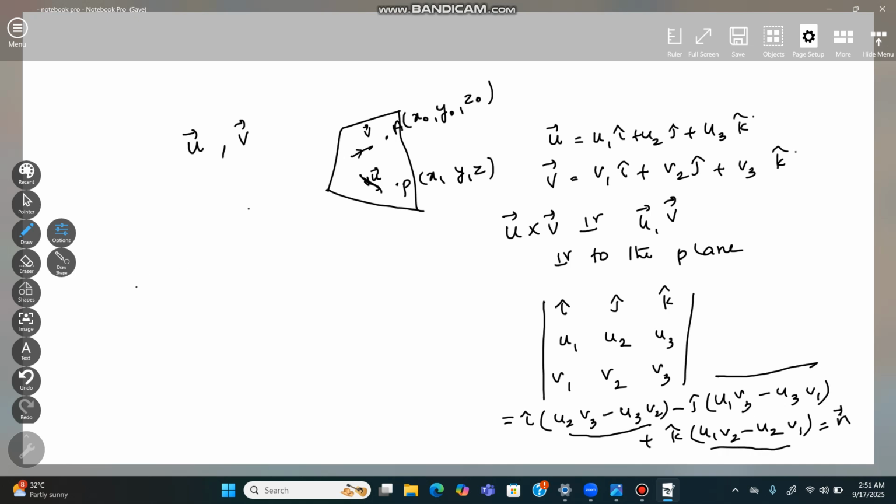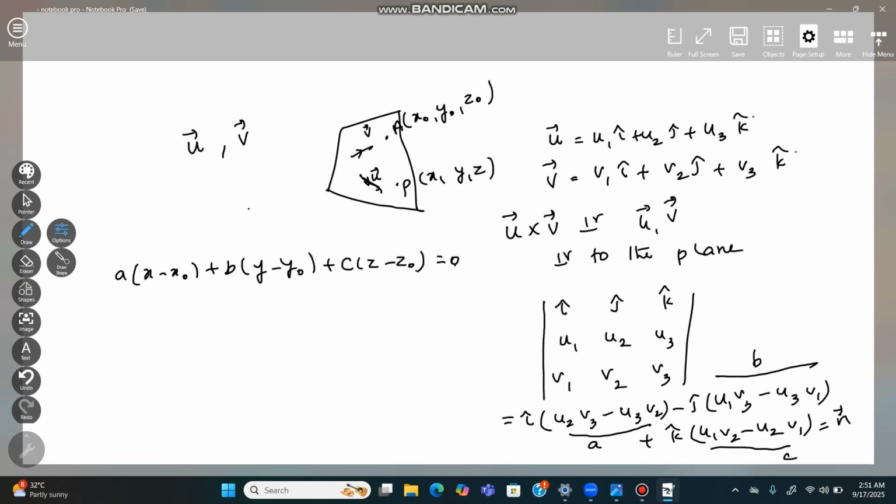Now I can plug it in the equation that we previously derived, that is A times (x minus x naught) plus B times (y minus y naught) plus C times (z minus z naught) equal to 0. As I have told you, A, B, C will be these. That is, this is A, this is B, and this is C.